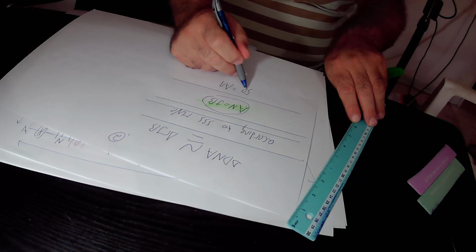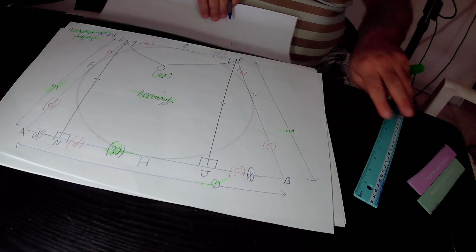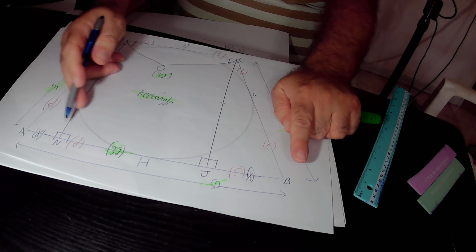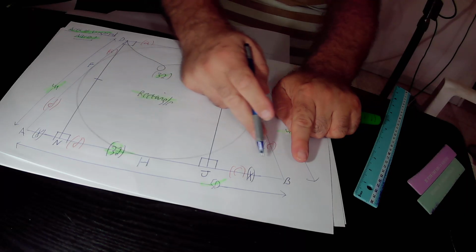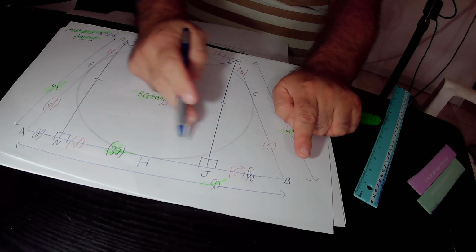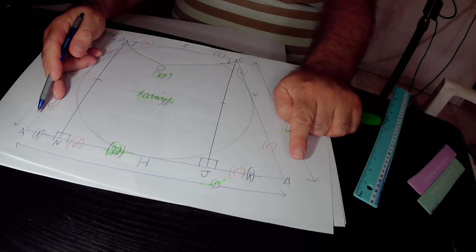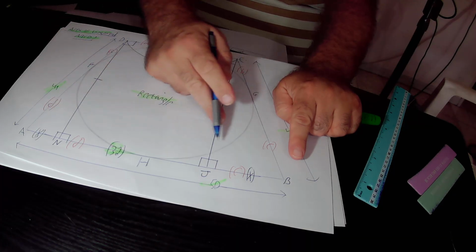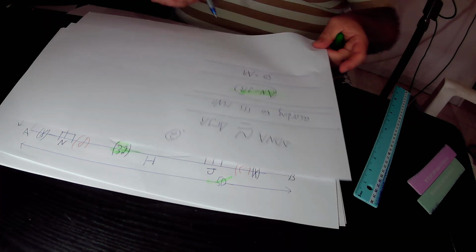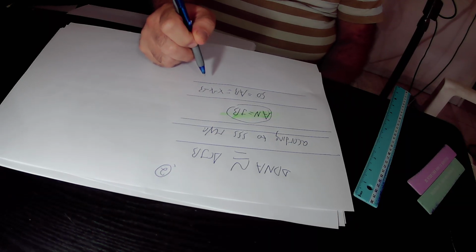But from the other side, AB consists of three line segments: line segment AN, line segment NJ, and line segment JB. AN equals x, NJ equals 32, and JB equals x. So from the other side, AB equals x plus 32 plus x.